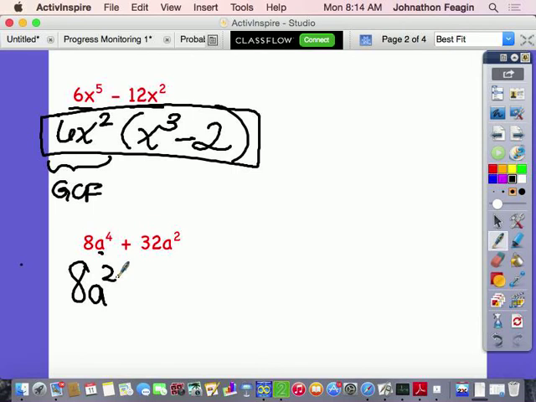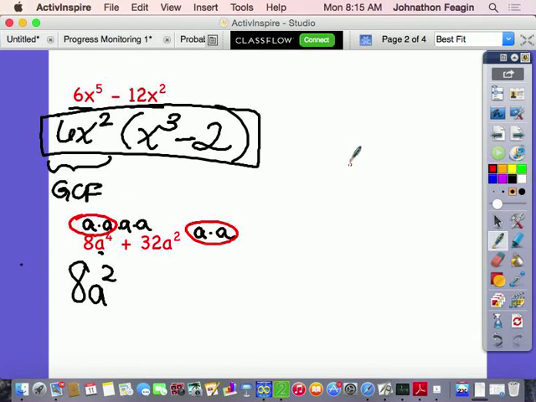Alright? Now if you're really having a hard time trying to see this broken down, especially with your variables, we'll then separate them. A to the fourth is basically a times a times a times a. A to the second is just a times a. So if you notice, both factors have two a's in common, hence the a squared. As for your numbers, well, you just got to know your factors. You got to know what numbers multiply to give you 8 and what numbers multiply to give you 32, and you're looking for the number that is the greatest out of all of those.